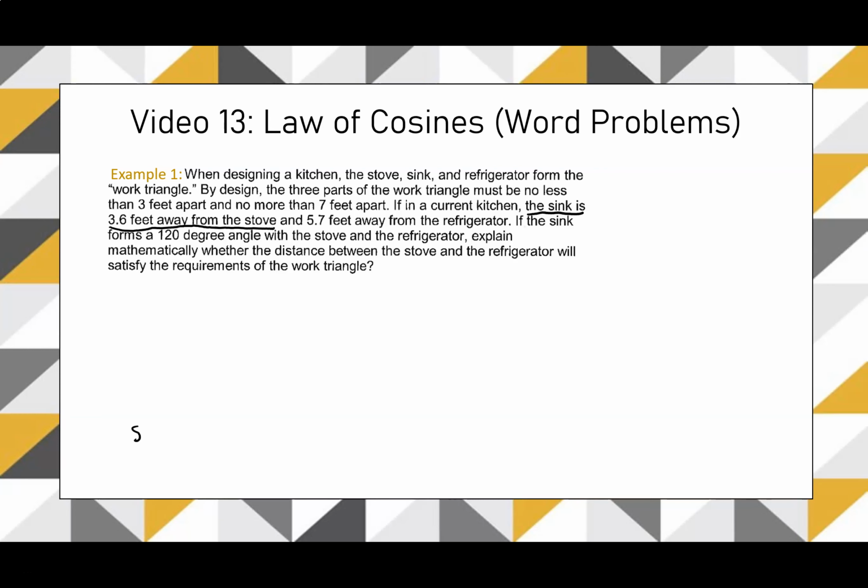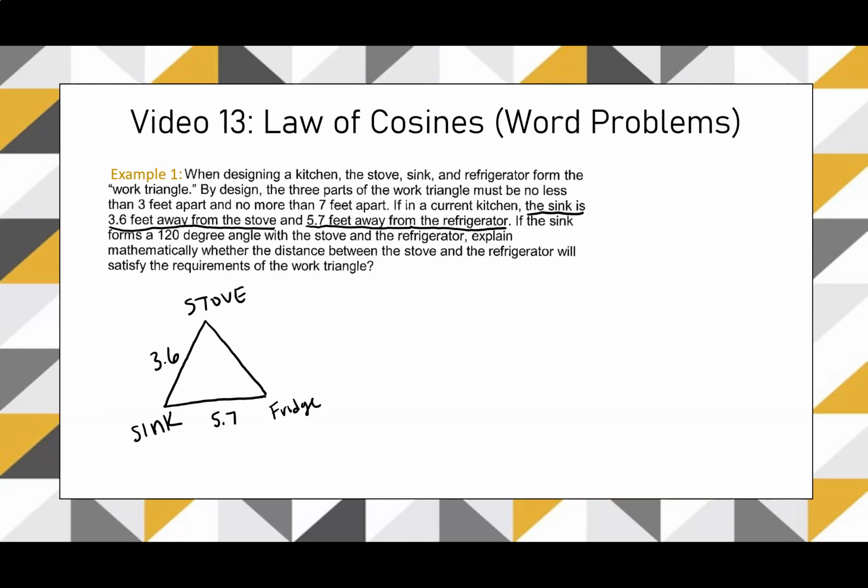So we've got sink. And we've got stove. We'll go stove here. The sink is 3.6 feet away from the stove and 5.7 feet away from the refrigerator. So we've got the sink is 5.7 feet, and I call this the fridge. Okay, we've got a triangle here, obviously.